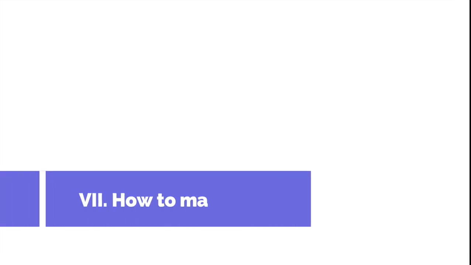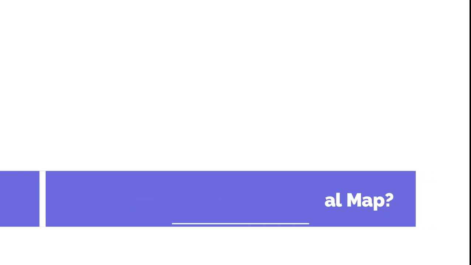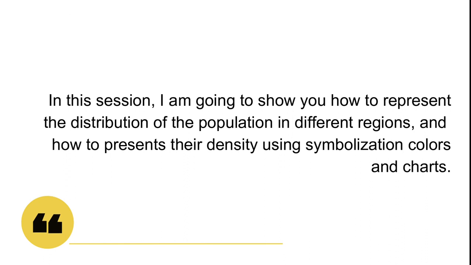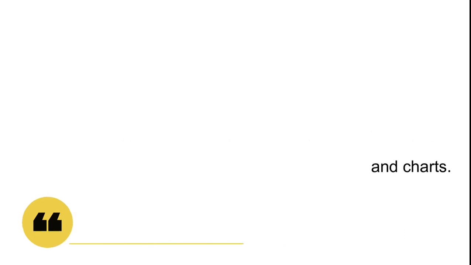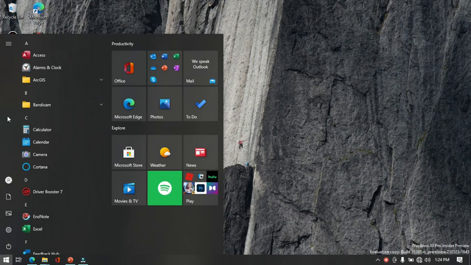This is the session to show you how to make a statistical map, like the map that represents how population is distributed in different regions and how to present their densities. In this session, the population density in different regions will be represented by quantity symbolization colors and the associated pie chart. Let's go.